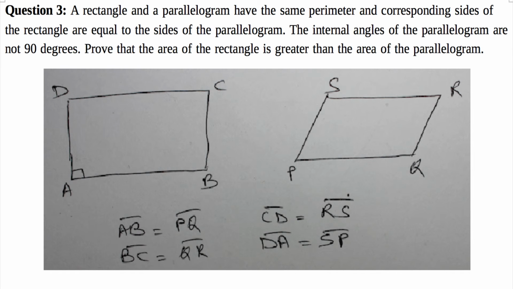Question. A rectangle and a parallelogram have the same perimeter and corresponding sides of the rectangle are equal to the sides of the parallelogram. The internal angles of the parallelogram are not 90 degrees. Prove that the area of the rectangle is greater than the area of the parallelogram.